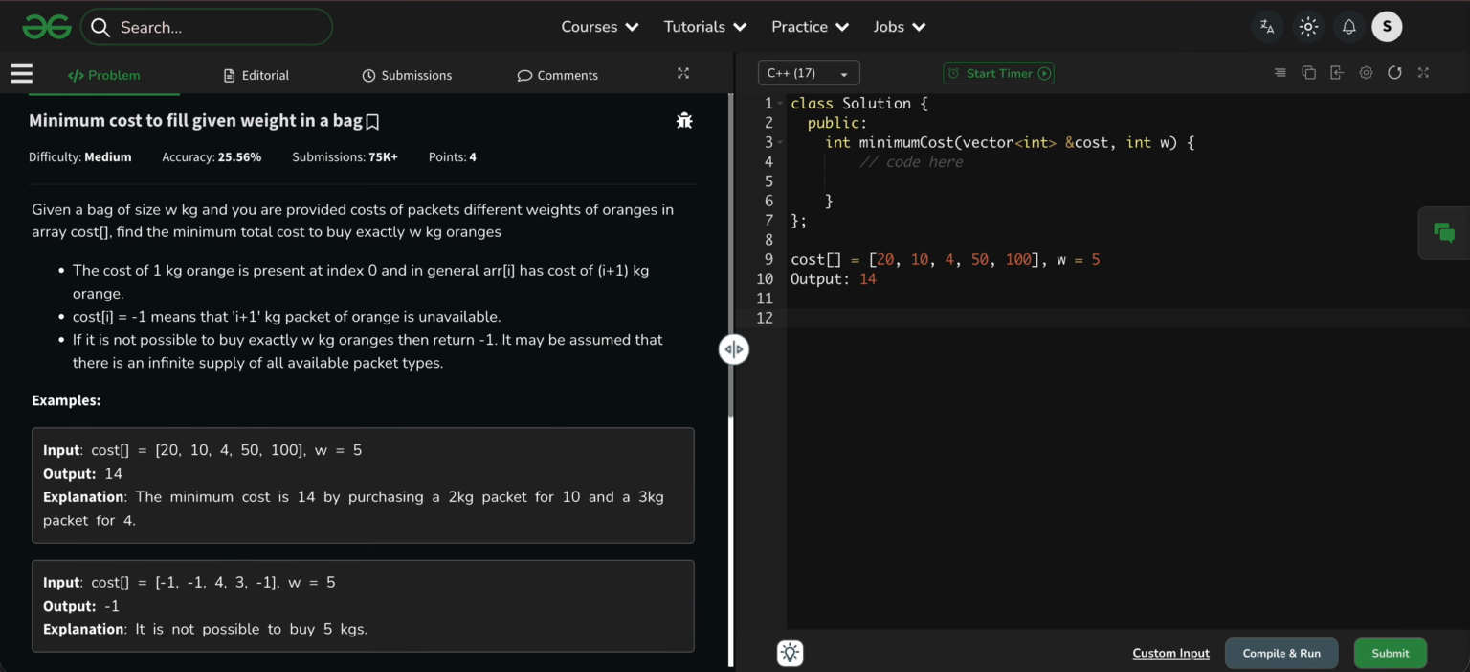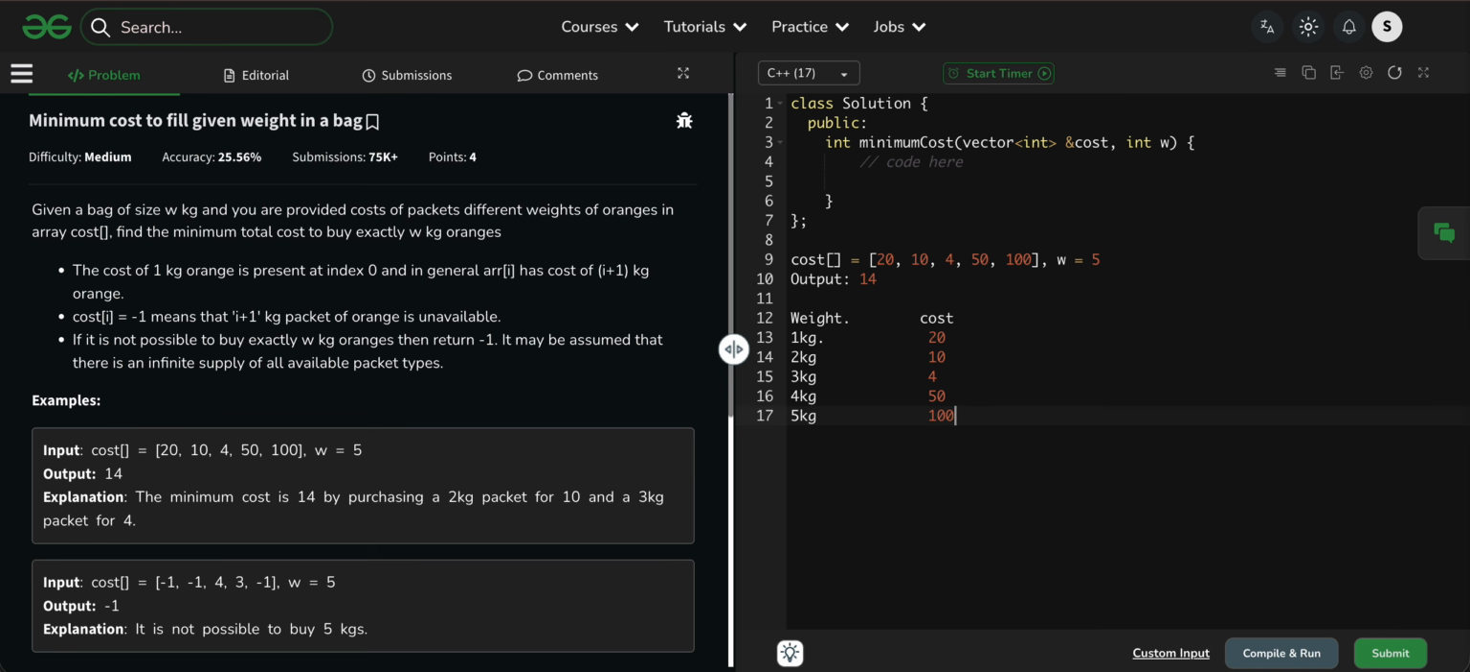Now the first is weight and the second is cost. 1 kg costs 20, correct. 2 kg costs 10, right. Now 3 kg costs 4. Now 4 kg costs 50. Now 5 kg costs 100. This is right. Now we need exactly 5 kg.